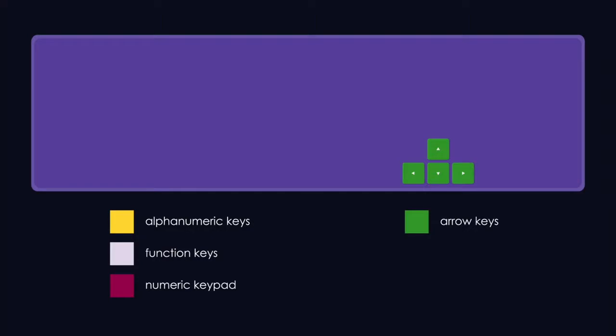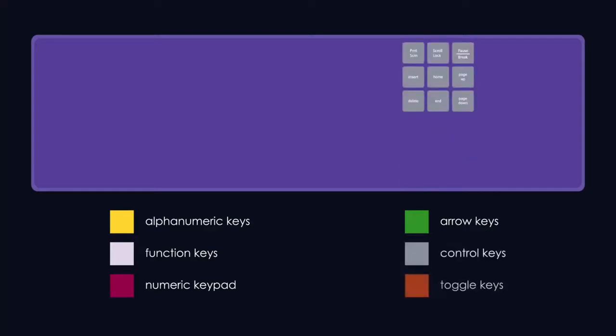The arrow keys are the 4 directional keys that allow you to move in the direction of the specific arrows. The control and toggle keys give the user additional control over text manipulation and cursor placement. Print screen, scroll lock, pause, break, insert, home, page up, delete, and page down are all examples of control keys. Examples of toggle keys are the caps lock key, number lock key, and scroll lock key.